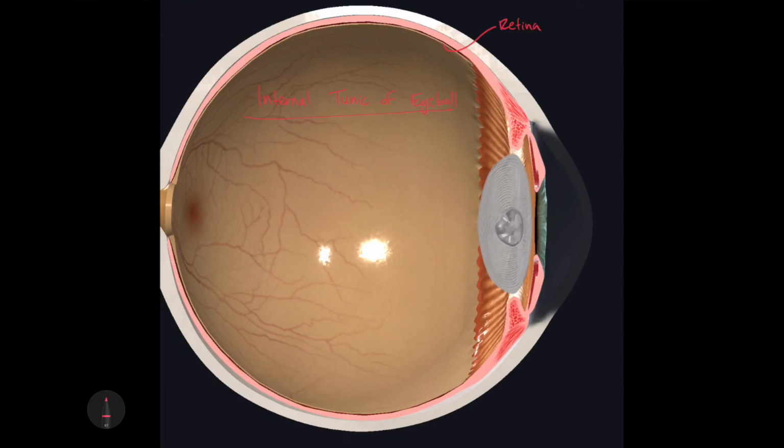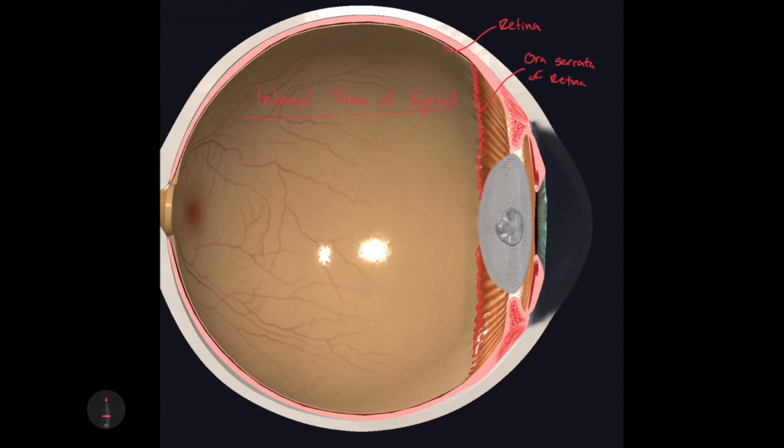On the retina, we do have a few landmarks. If we look more anteriorly towards the ciliary body, we can see this jagged line right here. This right here is called the ora serrata of the retina. Ora means border, and serrata means serrated, so it's the serrated border of the retina.